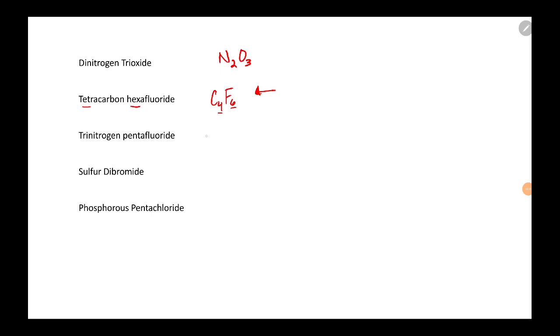Trinitrogen pentafluoride would be N3F5, with penta for 5. Sulfur dibromide means there's only 1 sulfur atom and 2 bromine atoms. And phosphorus pentachloride would have the formula PCl5.